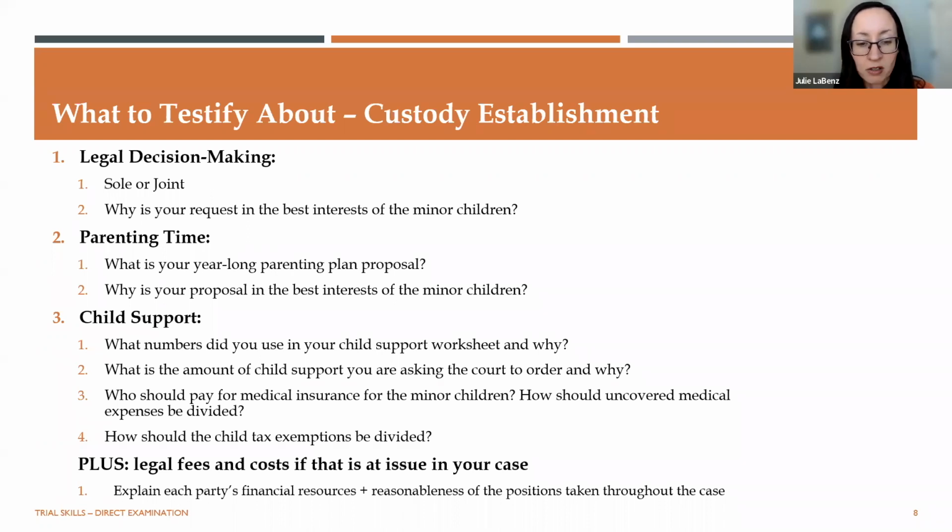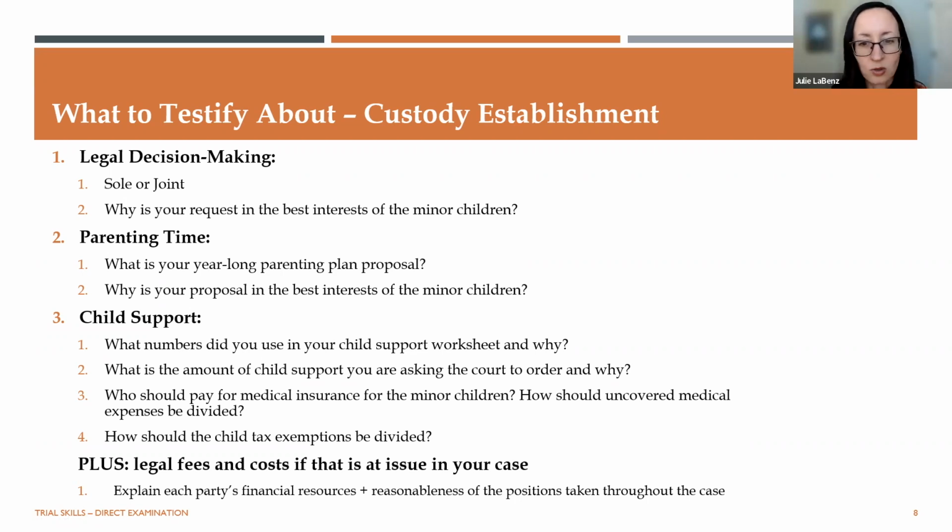Who should pay for medical insurance for the minor children and how should uncovered medical expenses be divided? And how should the child tax exemptions be divided? And then if legal fees and costs are at issue in your case, you can make arguments about the financial resources of each party and the reasonableness of the positions taken. Okay, I'll address some of these questions at the end.